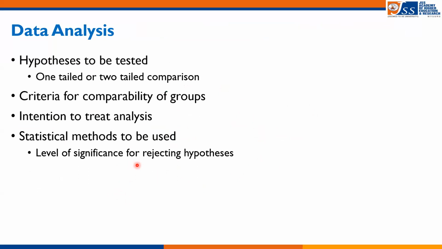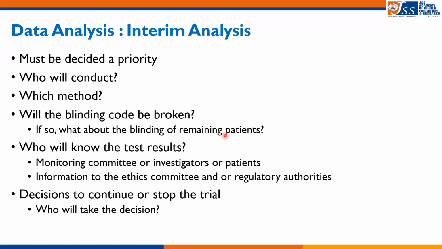Once the process is continued and the data is obtained, or the blood sample or other samples are taken from the patient, the data obtained from these samples is now analyzed. Once the analysis is done, we check against the hypothesis, whether it is giving any benefit or not. The criteria for comparability between the groups, how you treat the analysis and the statistical methods, all of them will be considered.